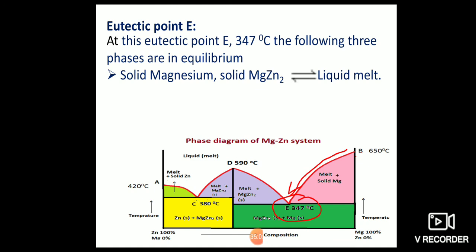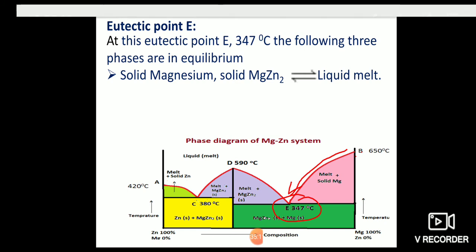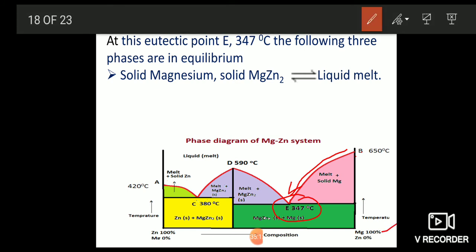Solid magnesium, MgZn2, and liquid melt. So we are starting with magnesium. After reaching point E, the added zinc will react with magnesium to form MgZn2. That is one more solid. Two solids in equilibrium with liquid melt.